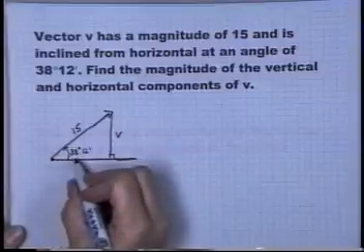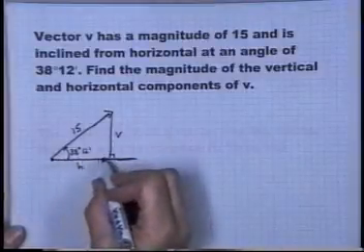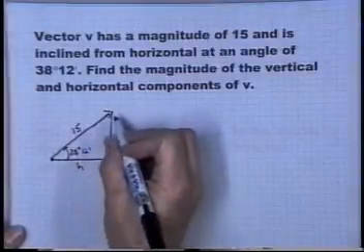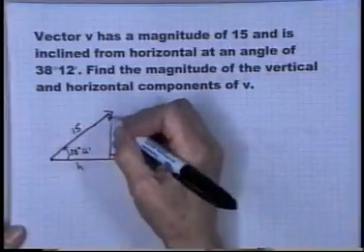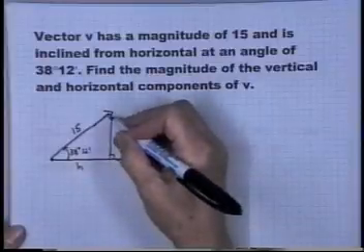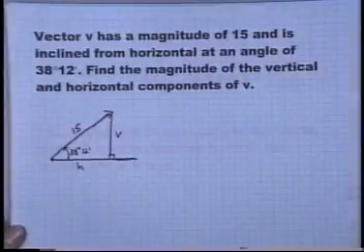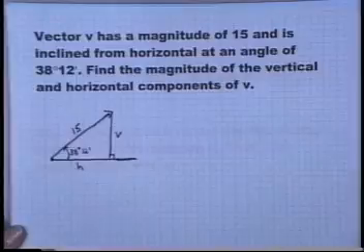My horizontal component will be the length, the horizontal length, if you will, that you have to go over to be under the terminal point of your vector. And this distance here is the vertical component. That's how far above horizontal you have to go to be, again, at the terminal point of that vector.